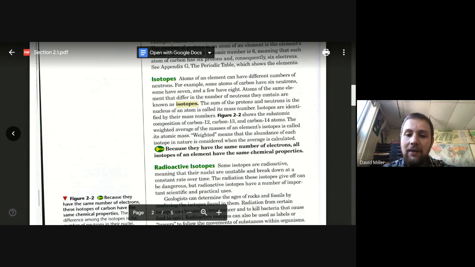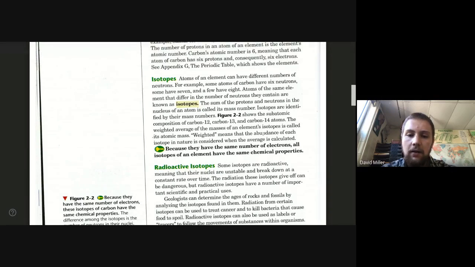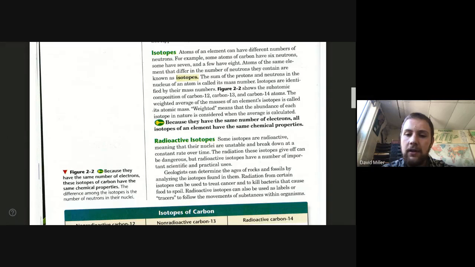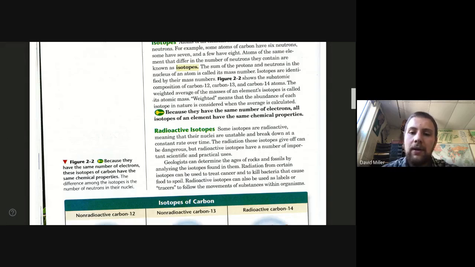The weighted average of the masses of an element's isotopes is called its atomic mass. Weighted means that the abundance of each isotope in nature is considered when the average is calculated. Because they have the same number of electrons, all isotopes of an element have the same chemical properties.